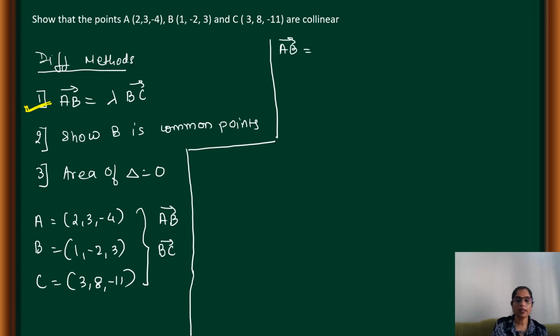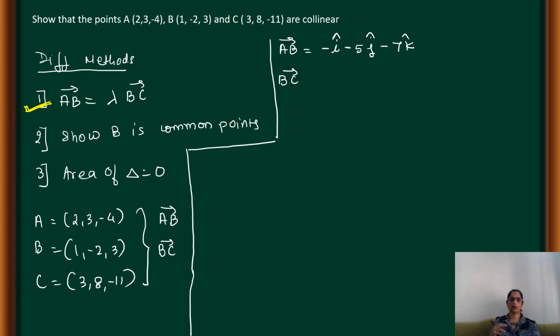AB vector is going to be x2 minus x1. That is equal to 1 minus 2, that will give you minus i cap. Y2 minus y1, y2 is minus 2, minus 2 minus 3 is minus 5. That's equal to minus 5 j cap, and this is going to be minus 7 k cap. Correct? Minus 7 k cap.